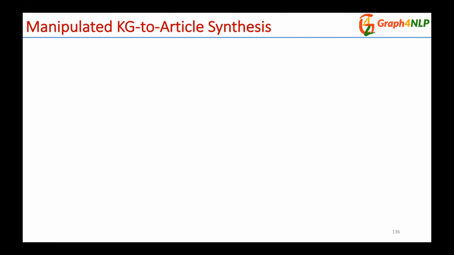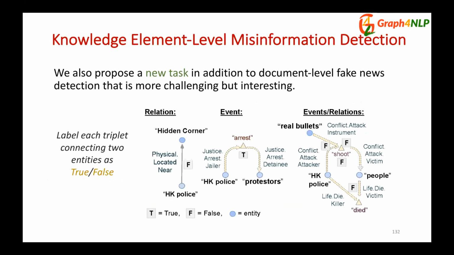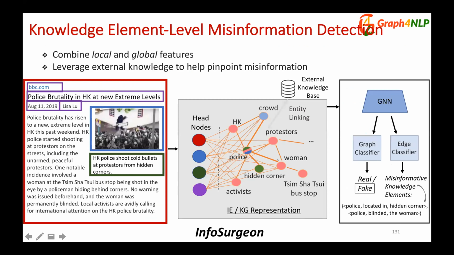So, let me go back to the graph example. Suppose we have this graph, and then we change this edge, for example. Instead of the Hong Kong police doing the shooting, we change it to maybe students. Then in the generation, we'll make sure the output sequence includes those manipulated knowledge elements.